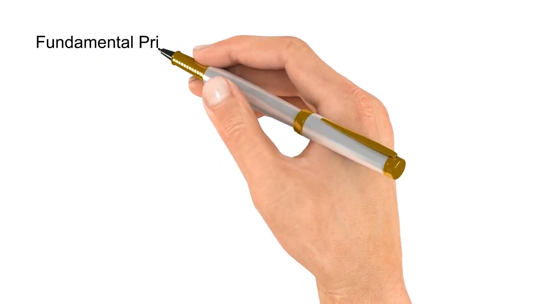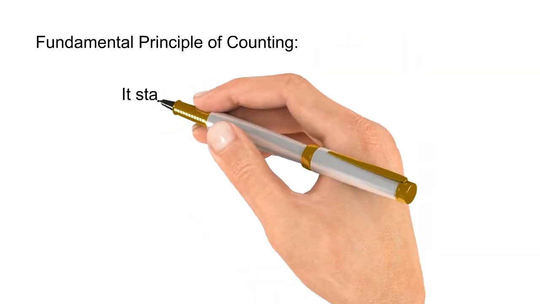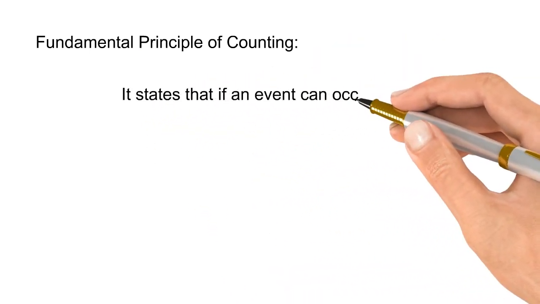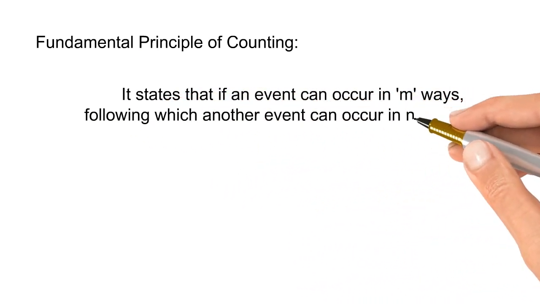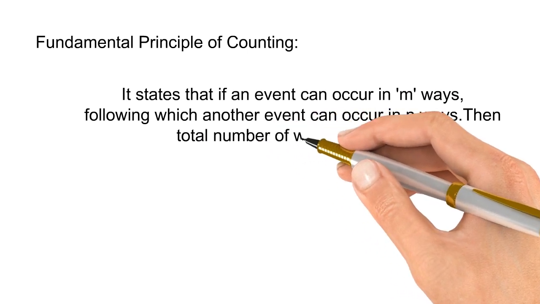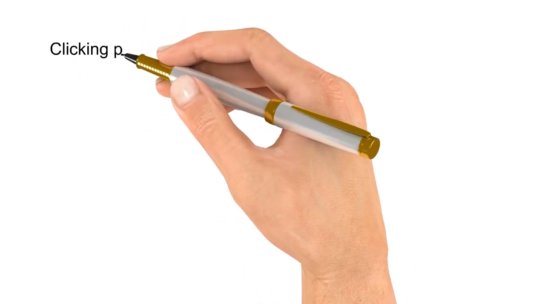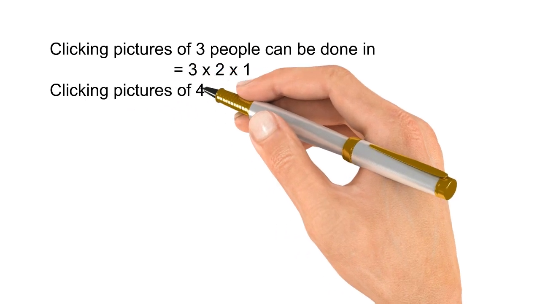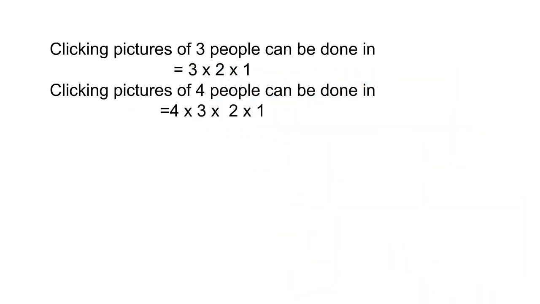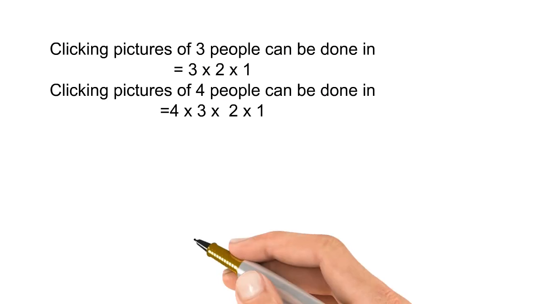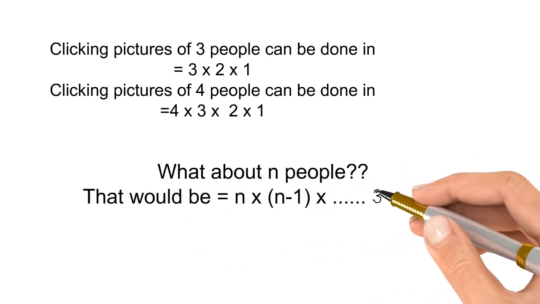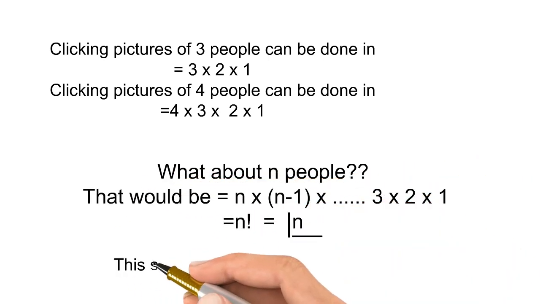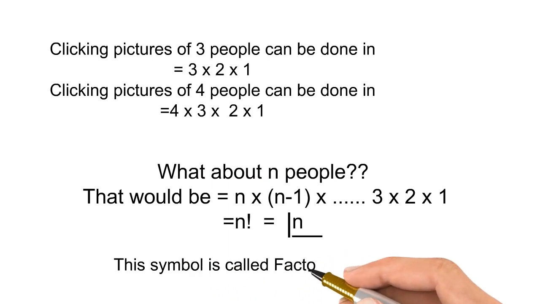What is it? It is basically that if an event occurs in m ways following which another event occurs in n ways, then the total number of ways will be m cross n. Clicking pictures of three people can be done in 3 into 2 into 1. 4 people is 4 into 3 into 2 into 1. What about n people? That would be n into n minus 1 into so on till 1 and is known as n factorial.